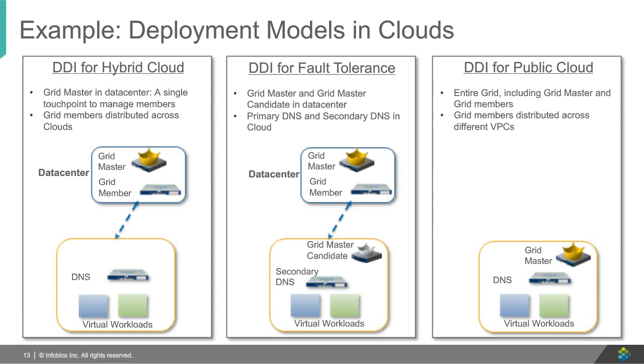have a grid master candidate that essentially is a grid member that is promoted to be a grid master candidate. So this candidate essentially keeps a database backup of the information that you have in the grid master. And this grid master candidate resides in a different environment than the grid master, right? So you are essentially getting a more fault tolerant deployment model here.